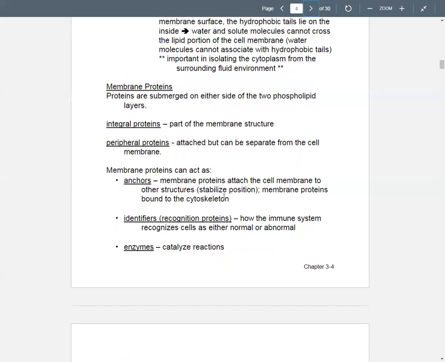And what do anchors do? Hold things down, right? Keep a boat in place. So they can attach to the cell membrane and stabilize the cell. You can also attach these cell membranes to the cytoskeleton. They can serve as identifiers or recognition proteins, and they deal with how the immune system will recognize cells as normal or abnormal.